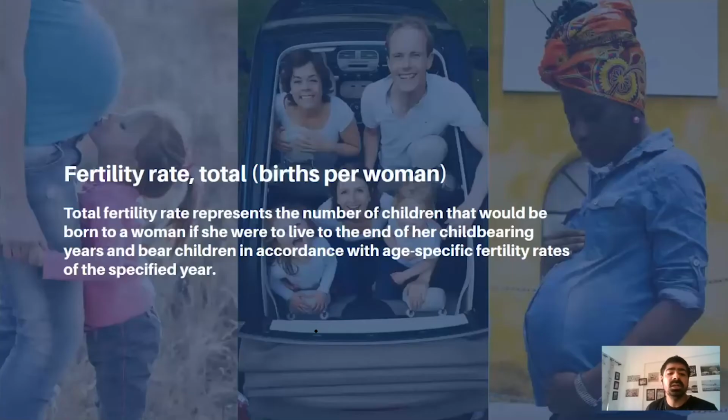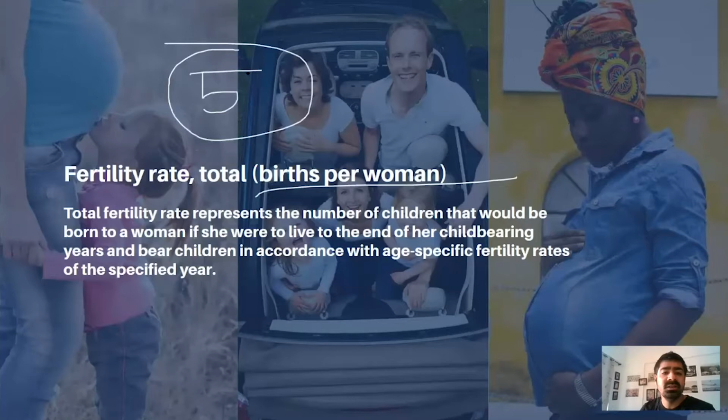The fourth indicator is how many children on average a woman gives birth to. So this is birth per woman, and you can see in some countries this average is as high as 5 children per woman, and in some countries this average is less than 2, maybe 1.5, 1.6 or 1.7.